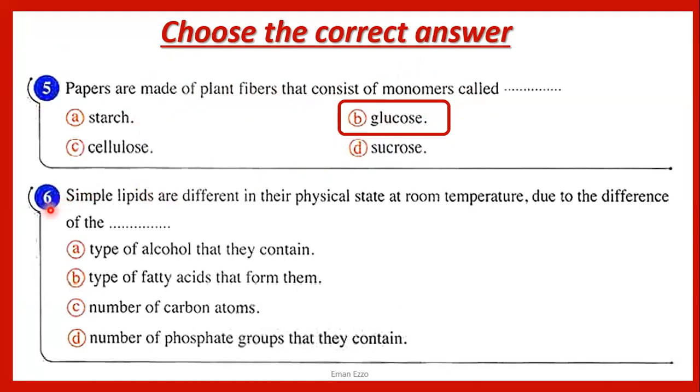Question number 6 says: simple lipids are different in their physical state at room temperature. Physical state here means whether it is solid or liquid. Due to the difference of what? We know that the simple lipids, which are the oils, fats and waxes, are different in their physical state. If we talk about oils and fats, it is according to what? The type of alcohol that they contain, or the type of fatty acid that forms them, or the number of carbon atoms, or the number of phosphate groups that they contain.